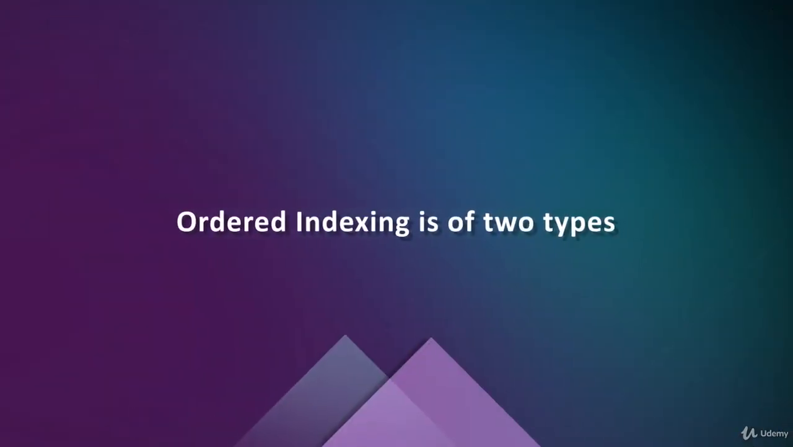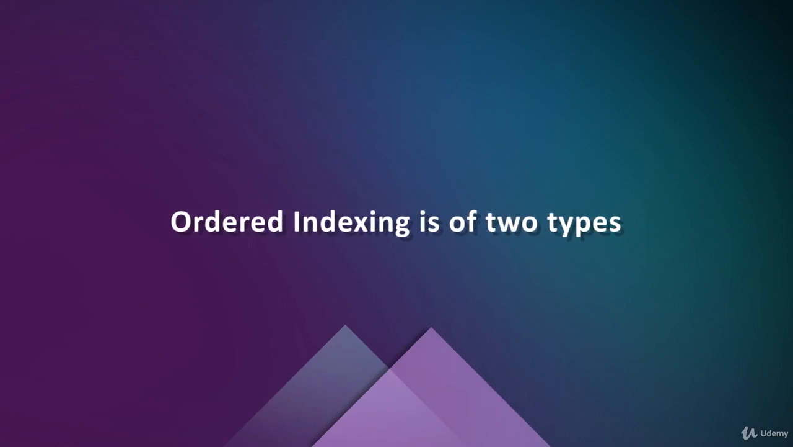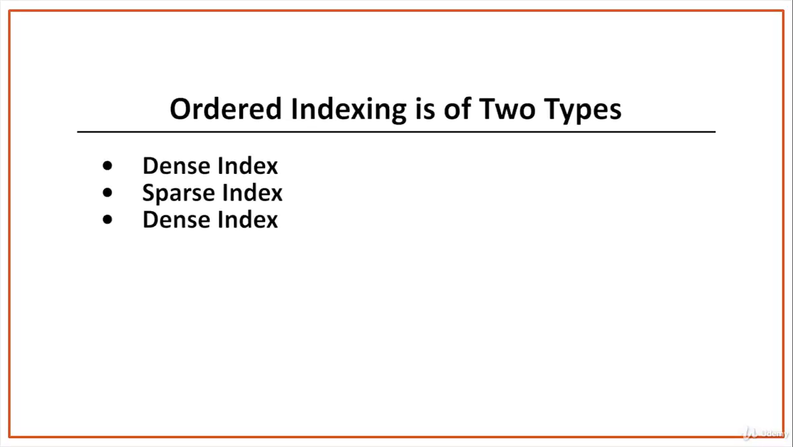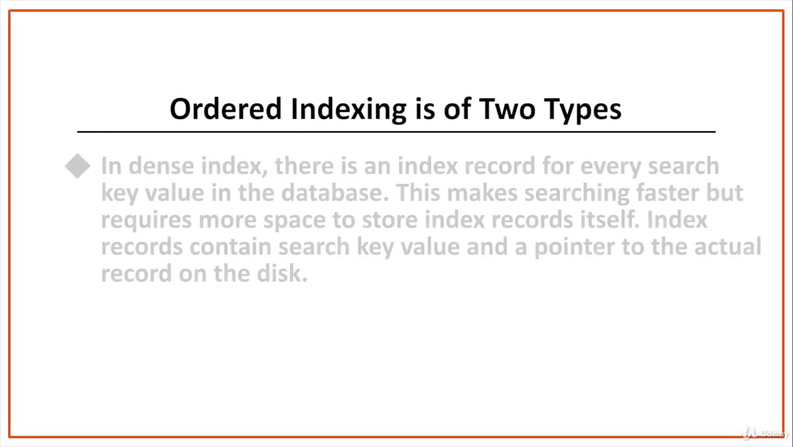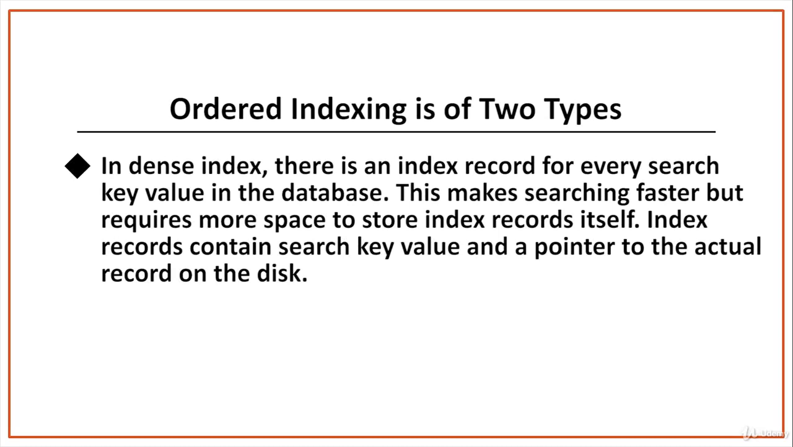Ordered indexing is of two types: dense index and sparse index. In dense index, there is an index record for every search key value in the database. This makes searching faster but requires more space to store index records itself. Index records contain search key value and a pointer to the actual record on the disk.